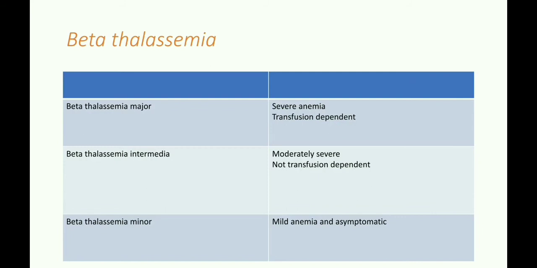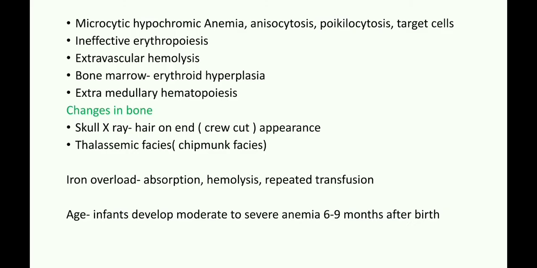In case of beta thalassemia minor, it is also called thalassemia trait, where only one allele is affected. So there is mild anemia and it is almost asymptomatic. When you look into the peripheral blood, you get microcytic hypochromic anemia, anisocytosis, poikilocytosis, and target cells can also be observed in this beta thalassemia.